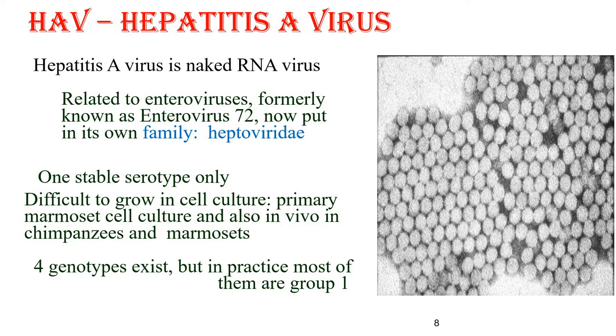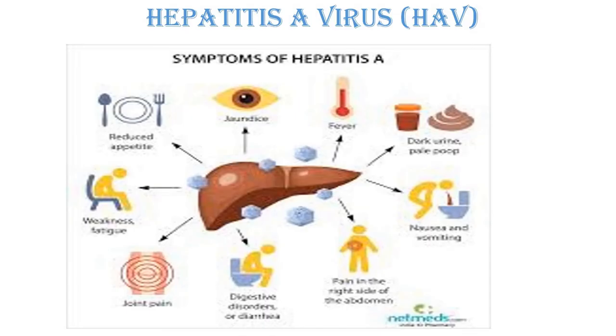Now all these viruses are put into their own family, Hepeviridae. One stable serotype is there, which is shown in this slide. Now we'll consider the next point, that is symptoms of hepatitis A. We'll discuss one by one.